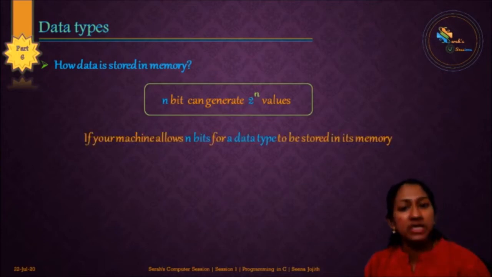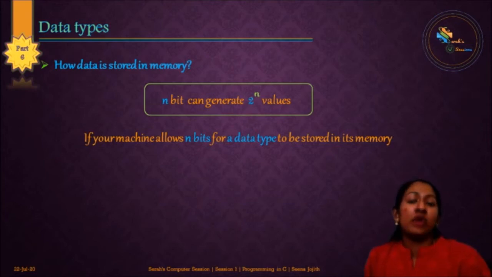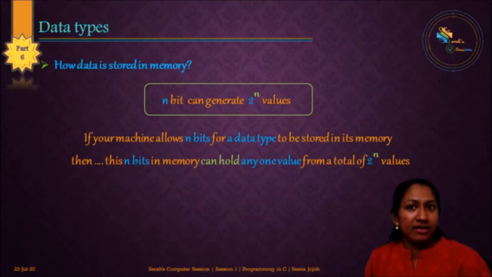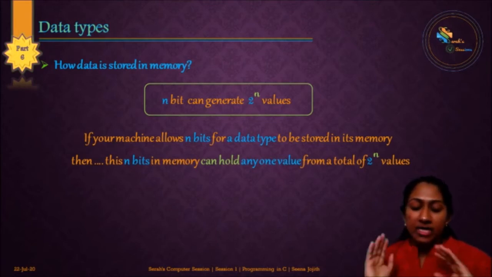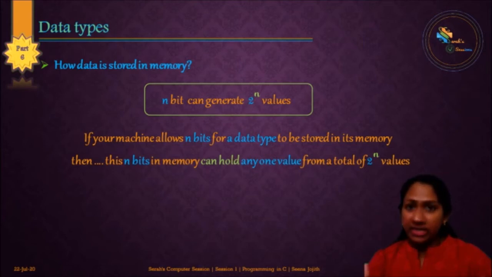If your machine allows n bits for a data type to be stored in its memory, then these n bits in memory can hold any one of the values from a total of 2 raised to n values. Okay, I hope you understood my point. See, you have n bits at hand. You can generate 2 raised to n values.